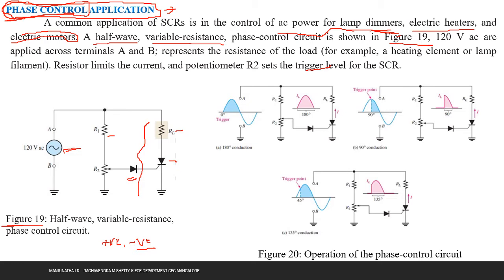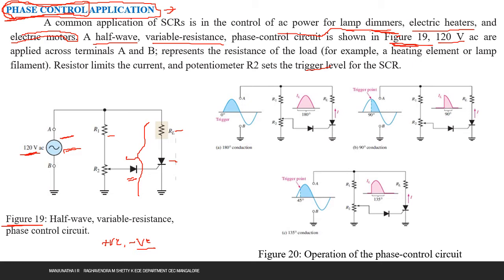So before that, where had we stopped? Figure 19. Its voltage source is 120 volts. It's an AC source, right? It provides both positive half cycle and negative half cycle, based on the diode condition, whether it is forward biased or reverse biased. It is going to conduct only half a cycle, 0 to 180 or 180 to 360. So its voltage level is 120 volts AC, applied across the terminals A and B.